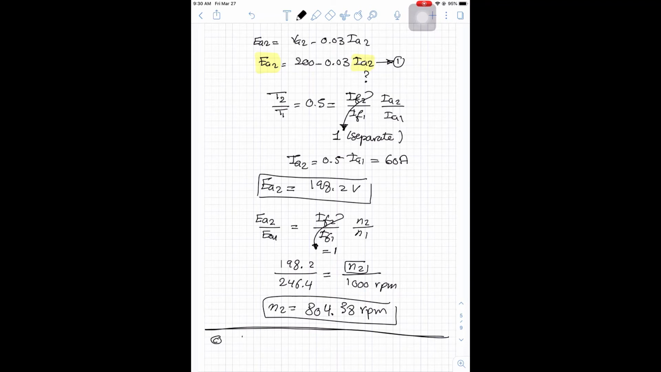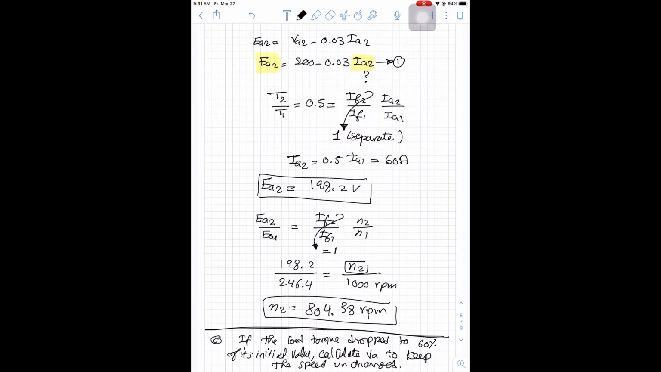See, if the load torque dropped to 60% of its initial value, calculate V armature to keep the speed unchanged. So this is the third part.